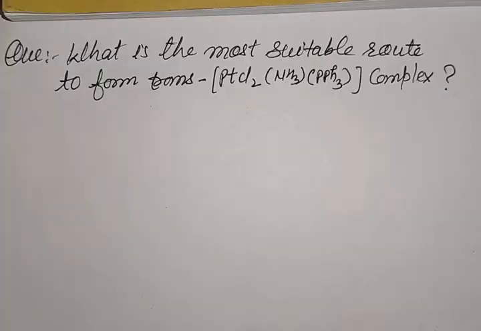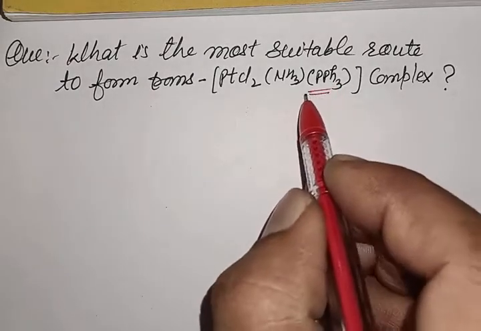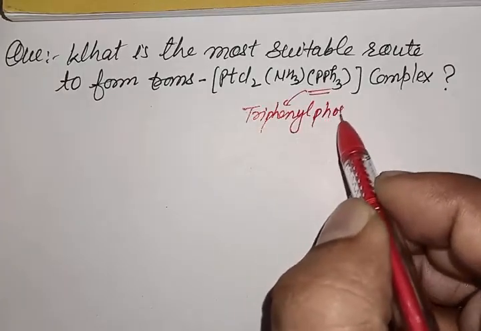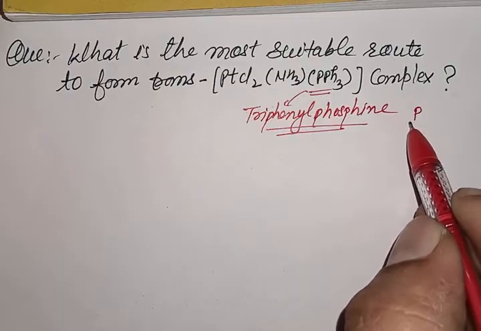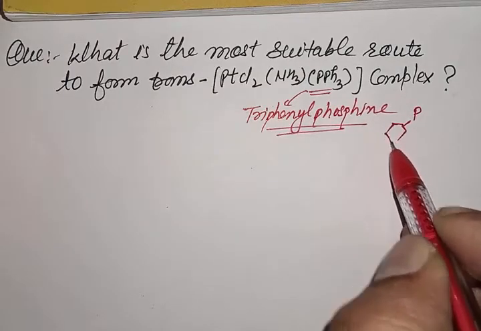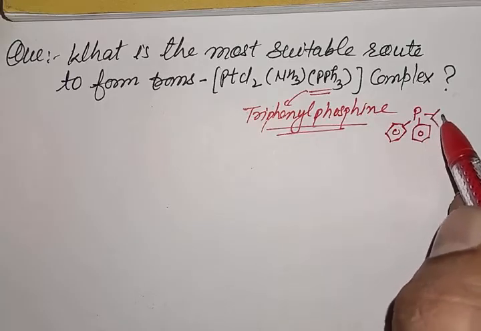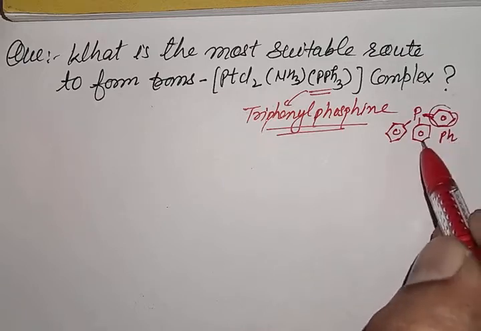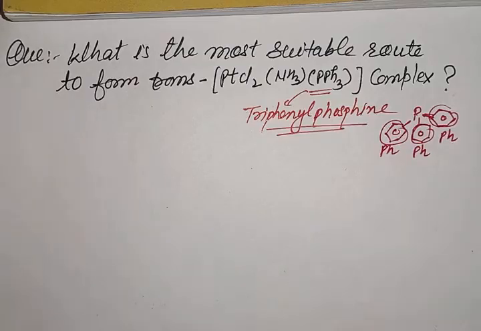The next question is, what is the most stable route to form trans PtCl2 NH3 PPh3? This ligand is also called the triphenyl phosphine ligand. In this ligand, in the center there is a phosphorus atom and 3 phenyl rings are attached to this phosphorus. So this will become triphenyl phosphine. This ring is also called Ph. So there are 3 Ph attached to this phosphorus. So PPh3.